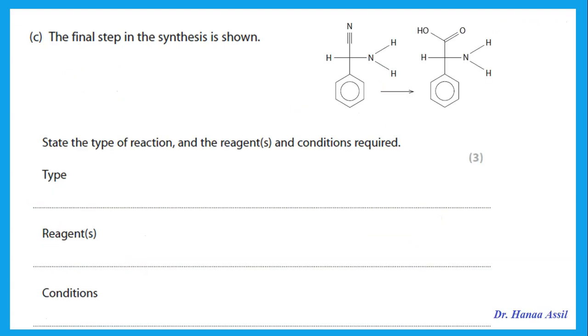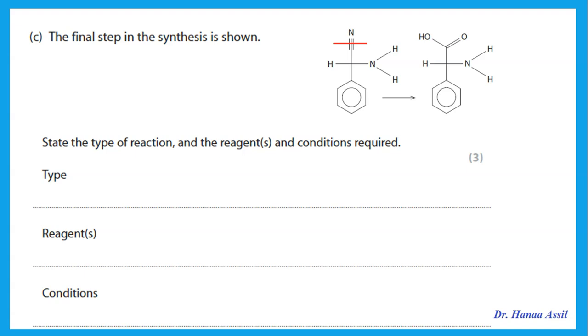The final step in the synthesis is shown. State the type of reaction, the reagent, and the conditions. What are we doing? We're changing the C triple bond N to an acid group. That means I am breaking the C triple bond N. This is called hydrolysis using dilute acid, and we heat under reflux. That changes the C triple bond N to an acid group.